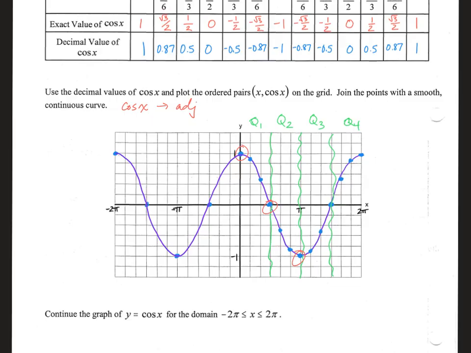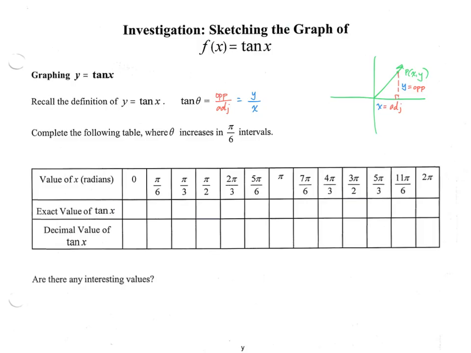Okay, what we're going to jump into now is something that I will assume is brand new for all of us. We're going to deal with our tan curve. So, as we take a look at the screen in front of us, you'll notice that we go back to our basic definition of what tan is. It's opposite over adjacent.